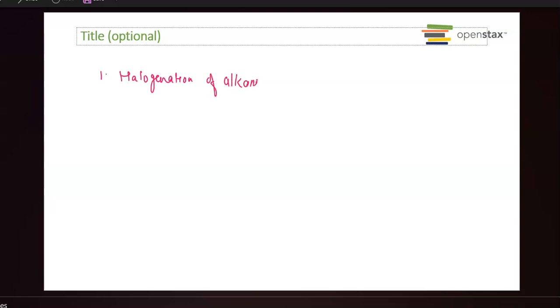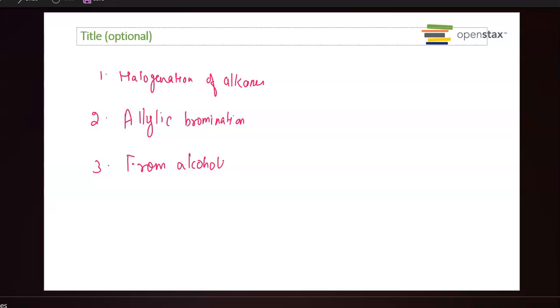Then we did allylic bromination. That's mainly for putting a bromine atom at the allylic position. And then the third one is from alcohols. Again, remember, for primary and secondary alcohols, it is best to use SOCl2 or PBr3. And for tertiary alcohols, the best one is to use HCl.